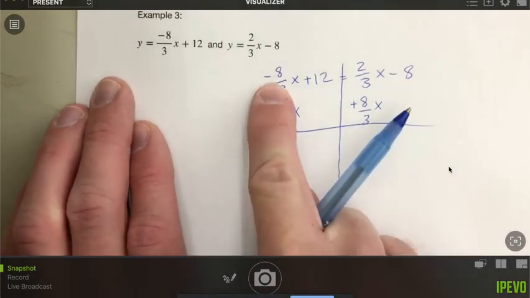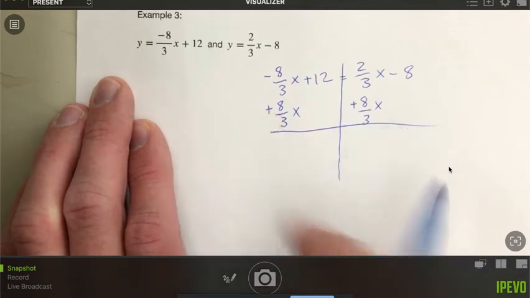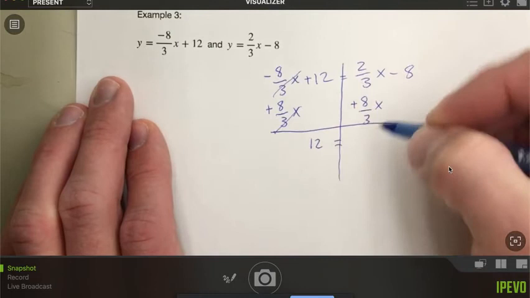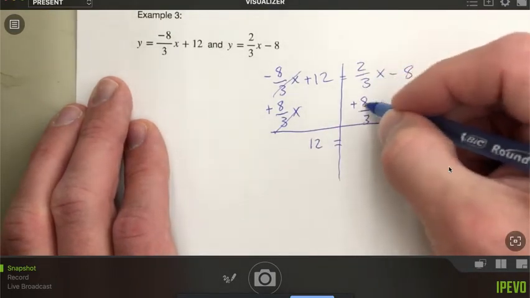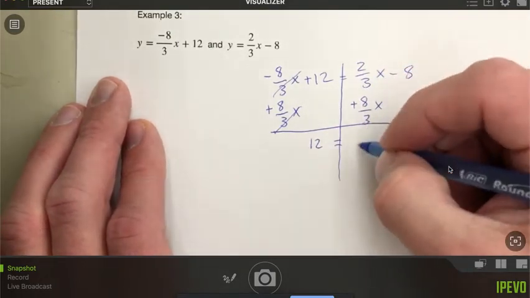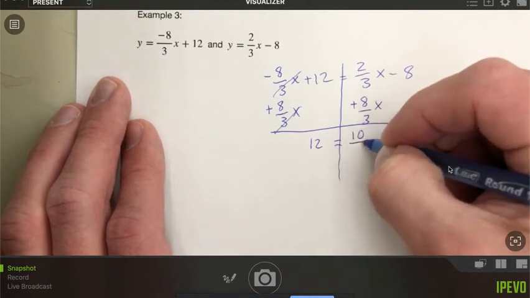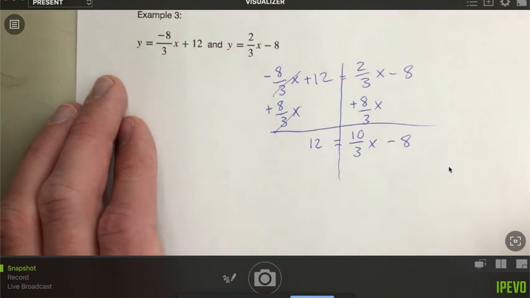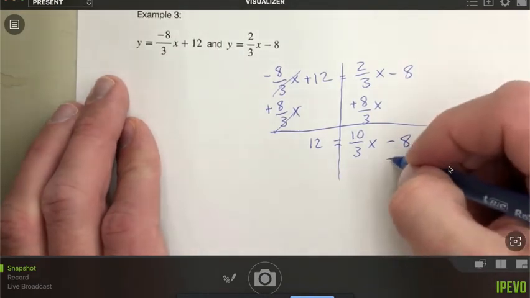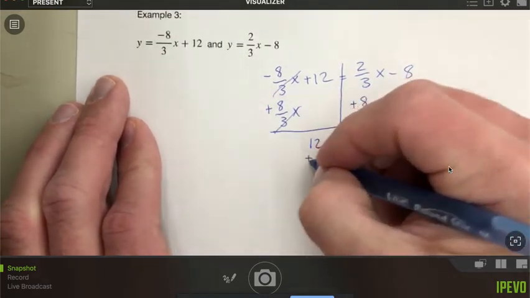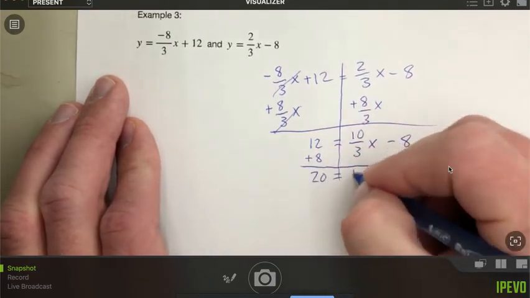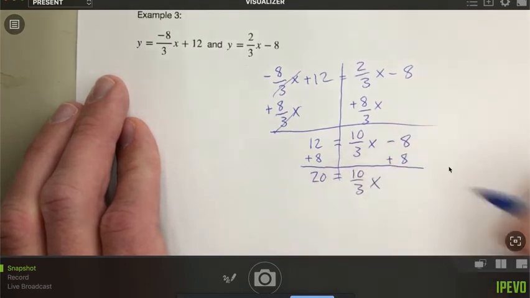So it was a negative fraction, so same rules apply. I just got to do the opposite. So these will be eliminated to leave us with 12. 2/3 plus 8/3. Remember, denominators don't change when I'm adding or subtracting them if they have like denominators. So that just becomes 10/3, plus 8, plus 8. Here's 20 equals 10 over 3 x.